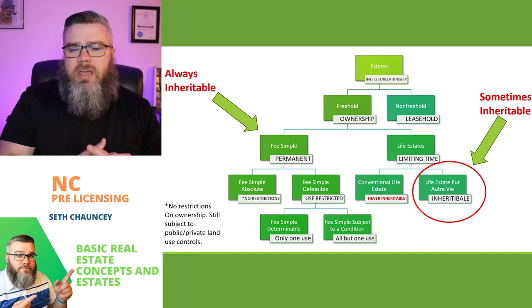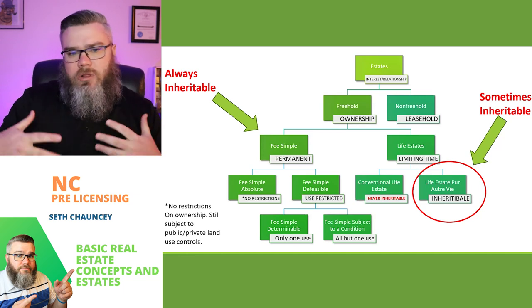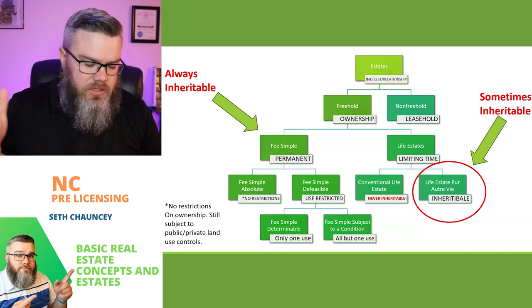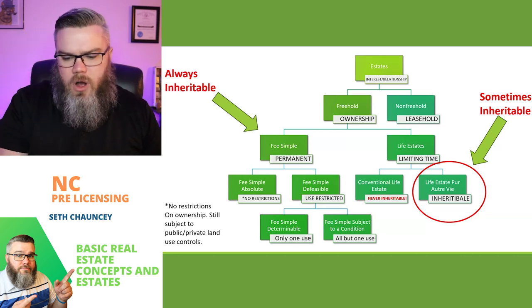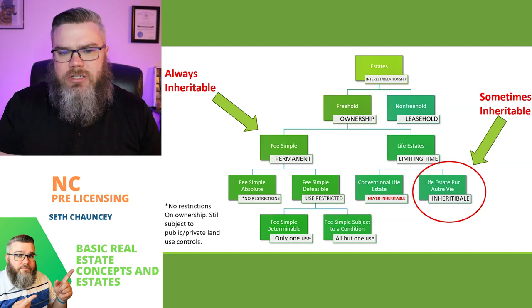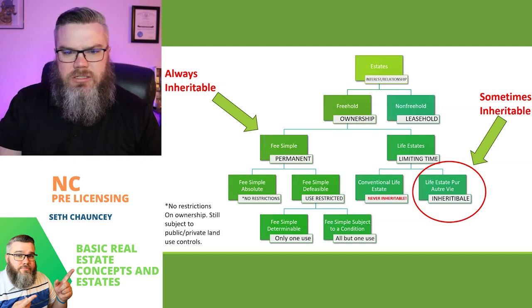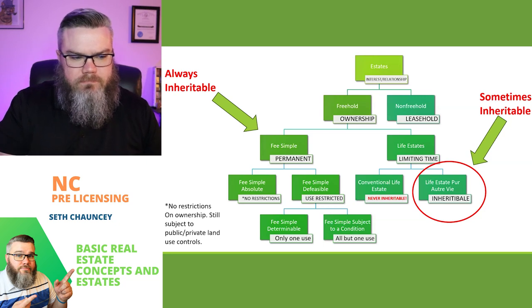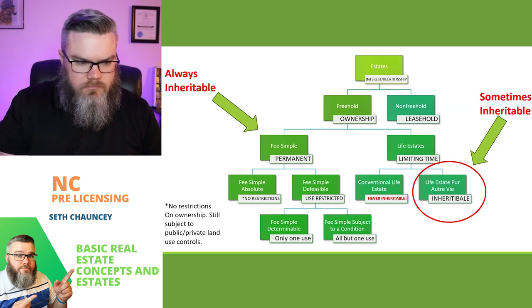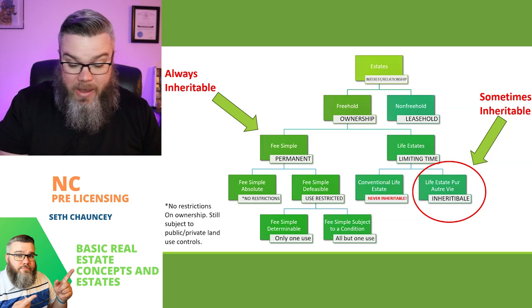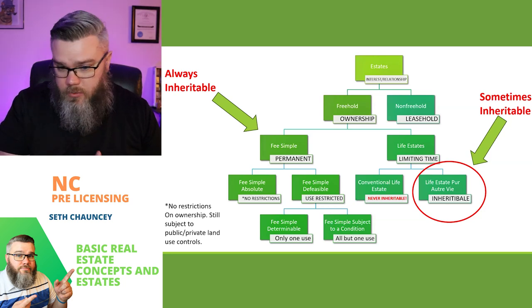And so one of the things that really comes into play here, one of the most testable things, for whatever reason for these, is, well, are they an estate of inheritance or not? What do I mean by an estate of inheritance? Passed down from generation to generation. Passed down from generation to generation, yeah. What else are you going to say?